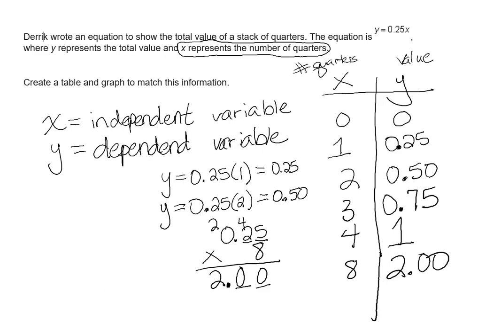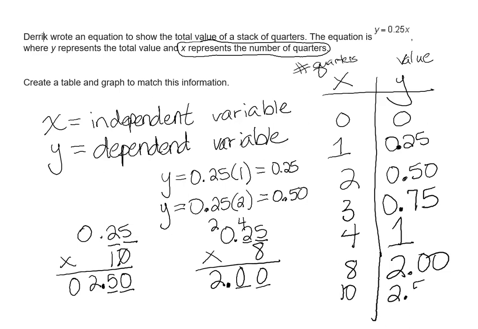We could continue this for any number of quarters. 10 quarters, 0.25 times 10. Bring down my 0. 1 times 5, 1 times 2, 1 times 0. 2 digits in my decimal, so 2 digits in my answer. So my answer for 10 quarters would be $2.50.